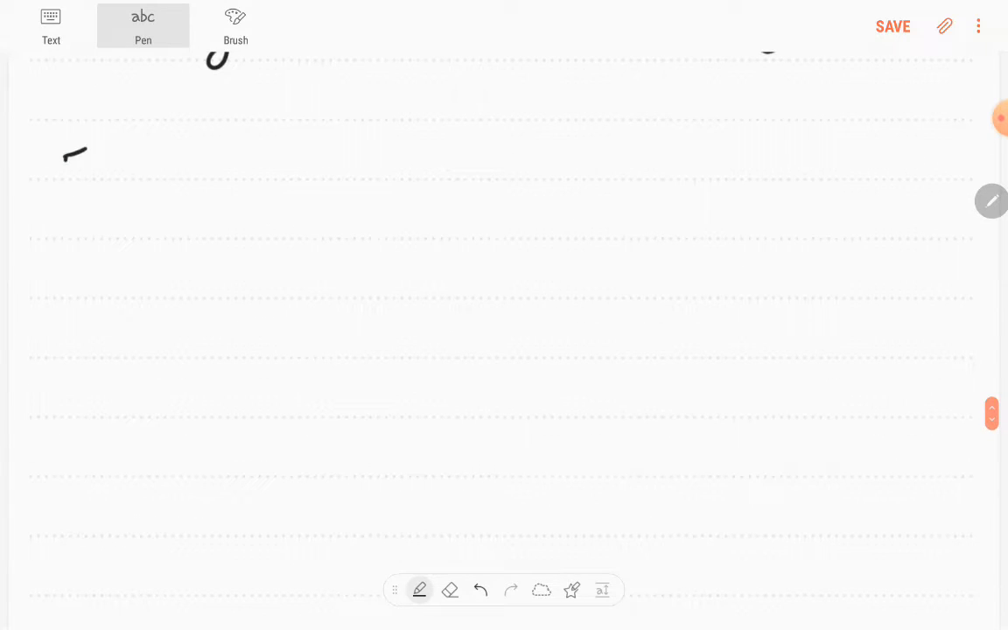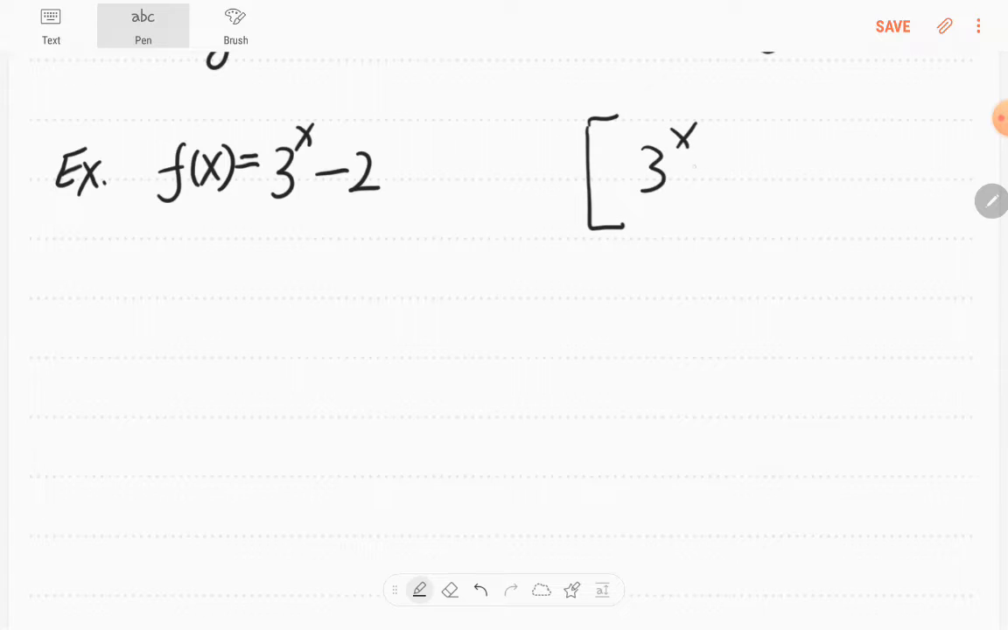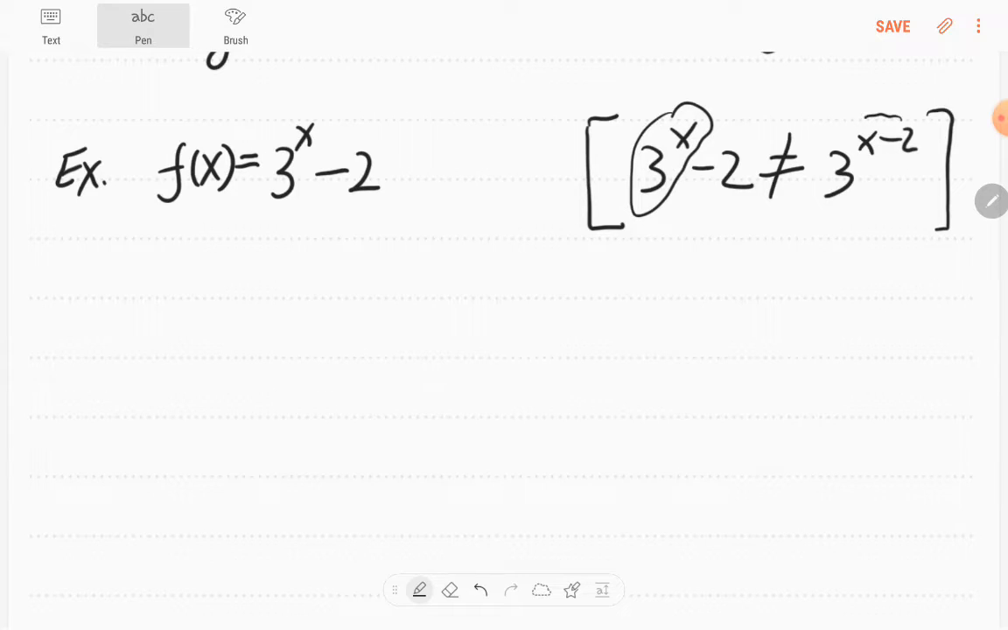So now let's look at the graph. We want to find the graph for this function, f of x equals 3 to the x minus 2. Here you should be careful. 3 to the x minus 2 is not the same as 3 to the power of x minus 2. Many students will make this kind of mistake. The reason is they subtract 2 on the x, but actually this is 3 to the x, then the whole thing subtract 2.